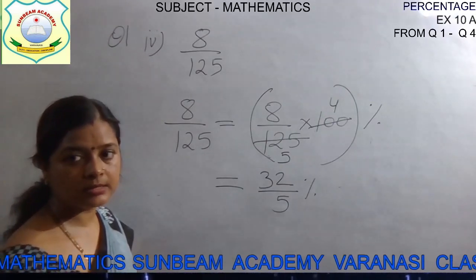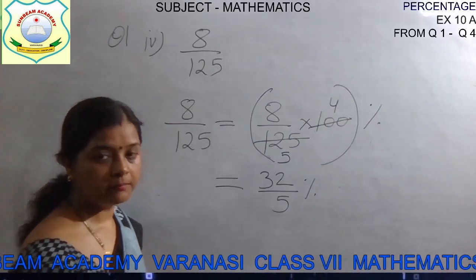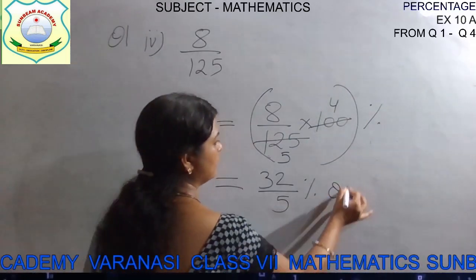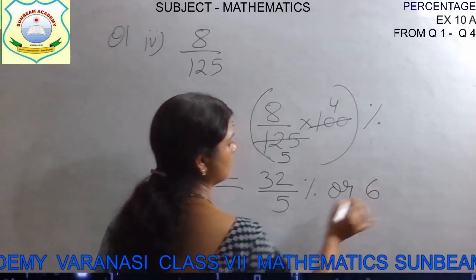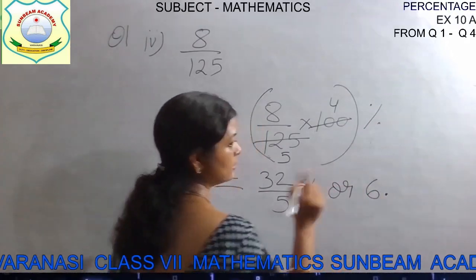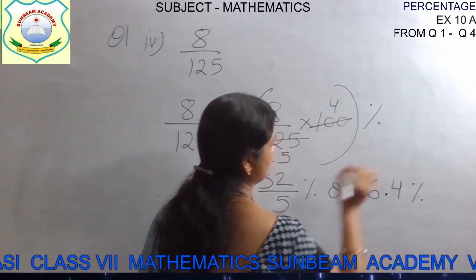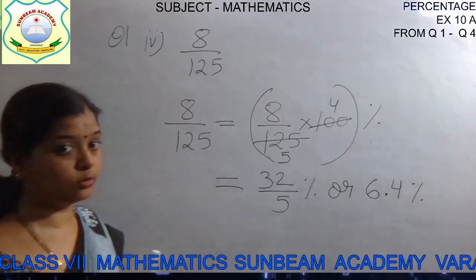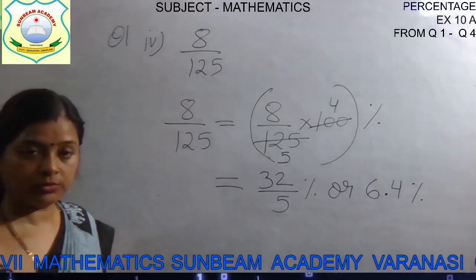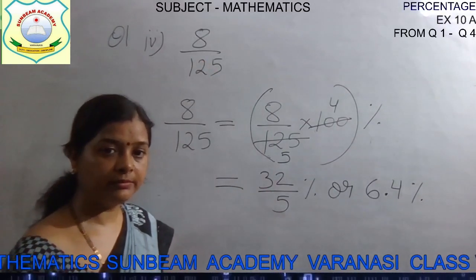Or you can simplify it also. How can you simplify it, children? By converting it into decimal. 5 sixes are 30, 2 is left, so take decimal, and then 20, 5 fours are 20. Percentage. Don't forget to put this sign, children. You have to put this sign. Okay, so in this way we can convert a fraction into percentage. Now let's move ahead with the next question.